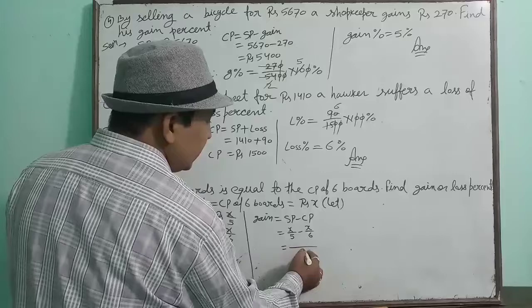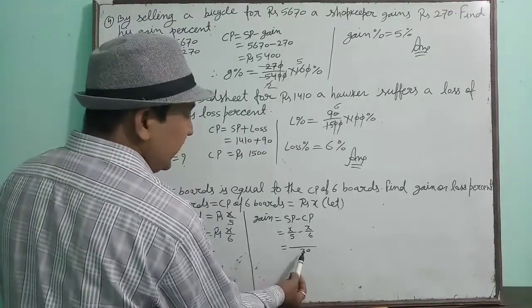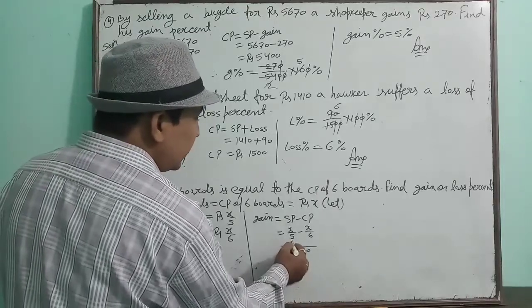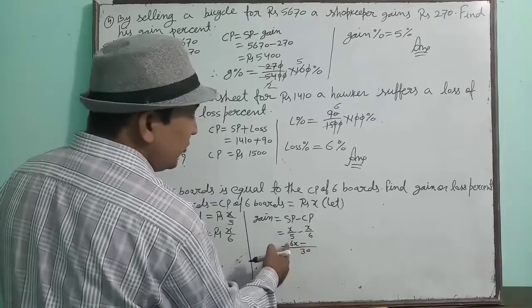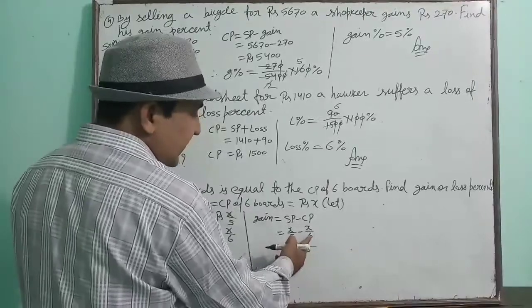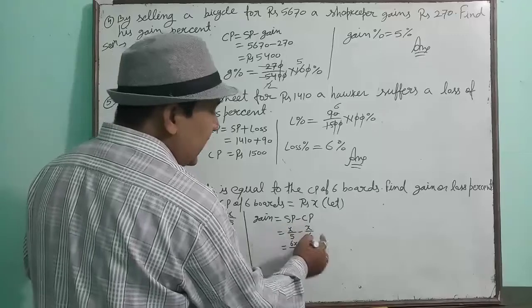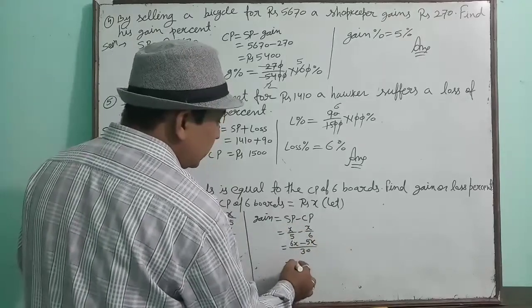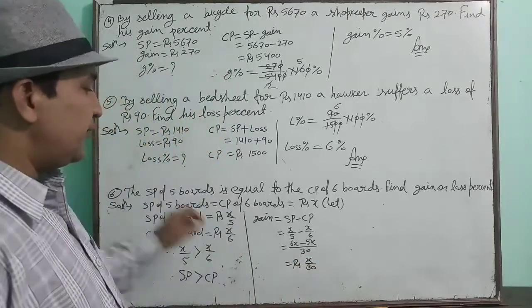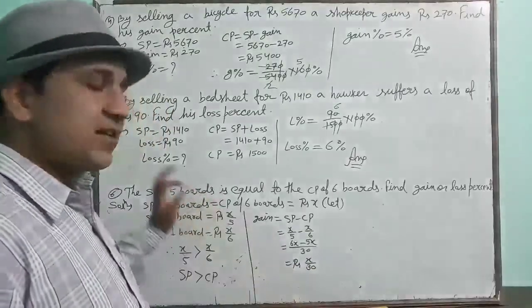To solve this, we will take the LCM of 5 and 6. LCM of 5 and 6 is 30. Now LCM 30 is divided by 5. 5 into 6 is 30. So 6 is multiplied by numerator X becomes 6X. Minus, so minus is put here. 6 dividing LCM 30 by 5 times. 5 is multiplied by numerator X becomes 5X. That means gain is of rupees X by 30. 6X minus 5X is X. So X upon 30 is the gain.